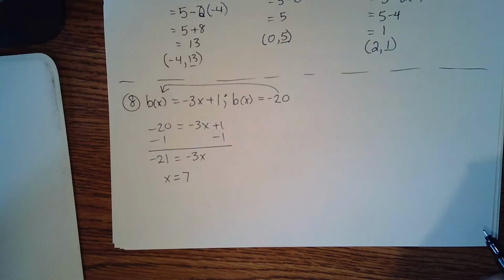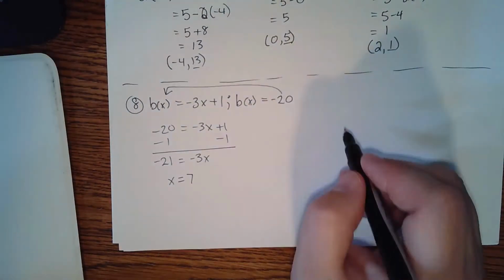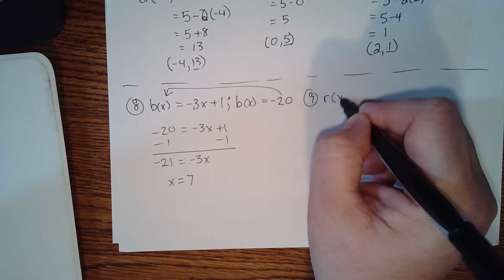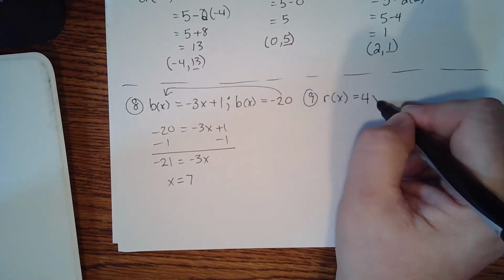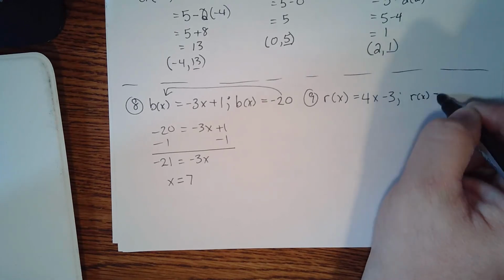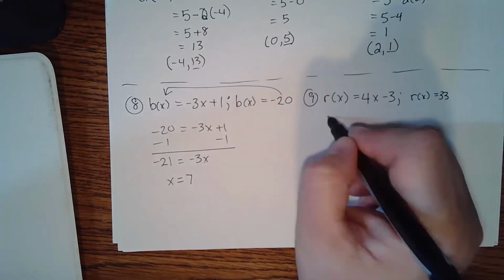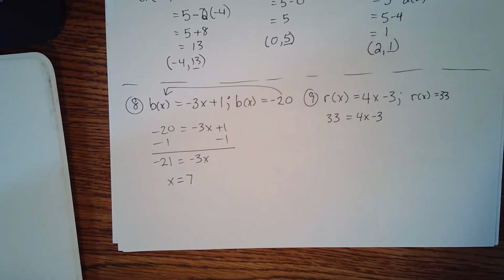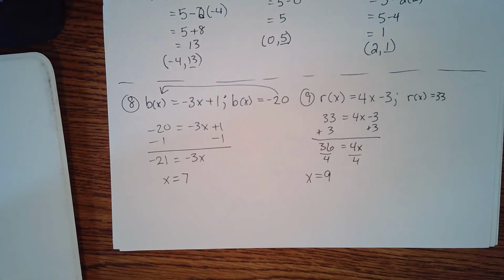All right, number 9. I want you to try number 9 after I get it written out here. So r of x equals 4x minus 3. And r of x, we're going to say, is 33. So I'll give you a boost in the right direction. Finish solving the problem. Tell me what you get for your answer. Did you get 9? Good job.